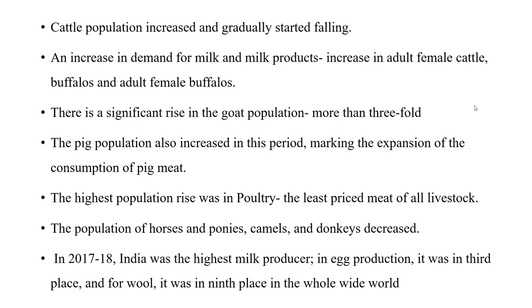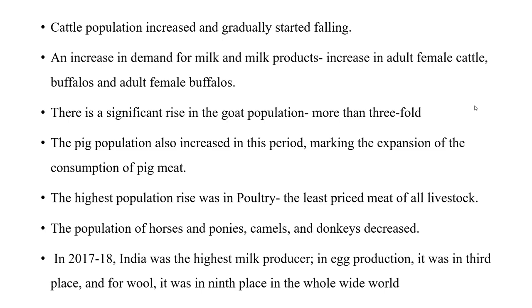Whereas the pig population, which was subject to religious and traditional restrictions in India, has also shown an expansion in consumption. The highest population rise was in poultry, mostly because the price is lower compared to other livestock. Thus, the consumption of poultry also increased. The population of horse, pony, camel, and donkey has decreased.